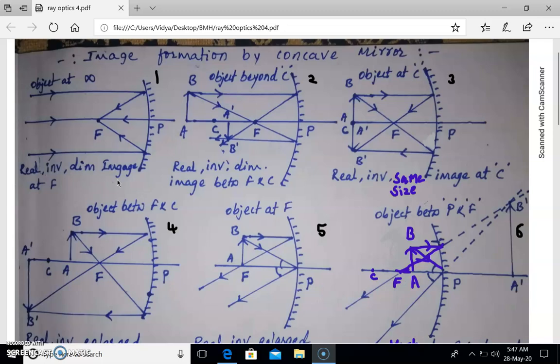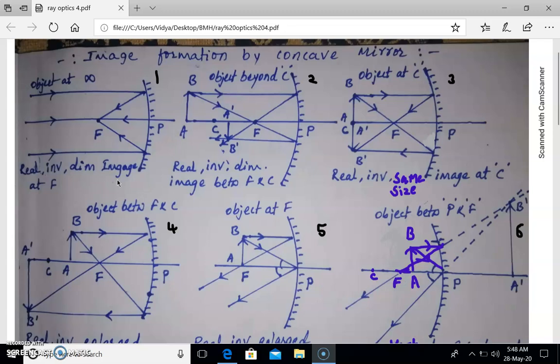The first one, when the object is at infinity, the light from the object is a parallel beam of light, and when it is made to incident on the concave mirror, after reflection all the reflected rays converge at a point on the principal axis, producing a real inverted diminished image at the principal focus. So bear in mind, when the object is at infinity, the image will be formed at the principal focus.